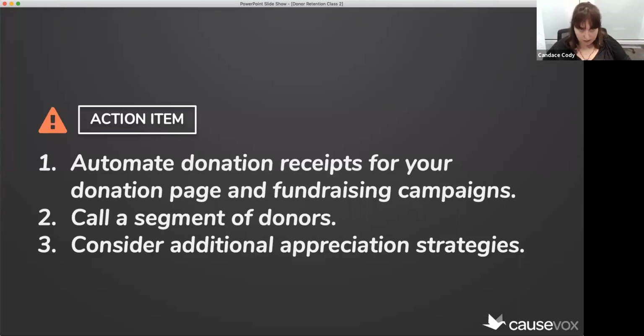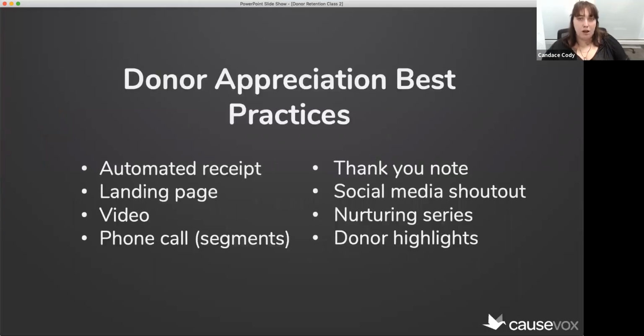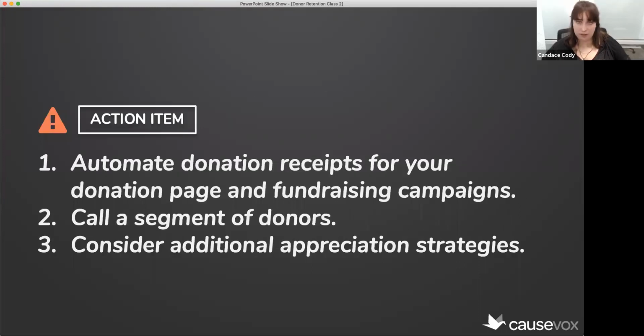And then, yeah, consider calling a segment of your donors. And then considering these additional donor appreciation strategies, I would at the very least consider the landing page, and maybe do some social media shout outs as well, just if you're looking for an easy place to start. So donors really need to be appreciated, and that goes into building that relationship, because they're giving to your organization. They need that recognition and, you know, just to be known that they're seen and appreciated by your organization.